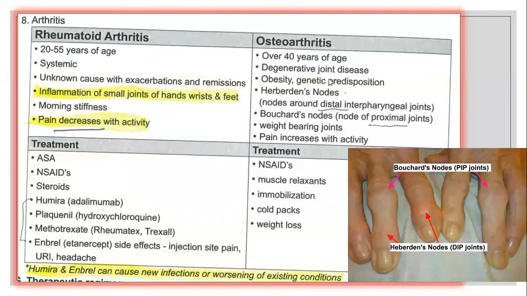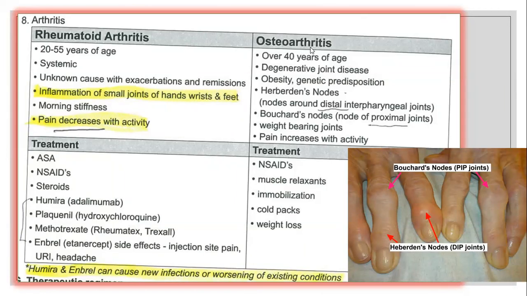Risk factors are obesity, genetic predisposition, so positive family history. Whereas rheumatoid arthritis, as I told you, is a chronic inflammatory disease that affects the joints, more common in patients 20 to 50 years of age. It is a systemic disease with unknown causes, with exacerbation and remission. Sometimes it is a chronic disease, sometimes an acute attack occurs, which we call acute exacerbation of chronic disease. After treatment or rest, the disease will disappear; we call this remission. Inflammation of the small joints, the hands, wrist, and feet, is more common. Morning stiffness and joint pain decrease with activities.